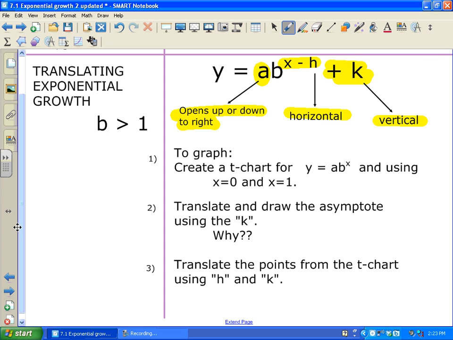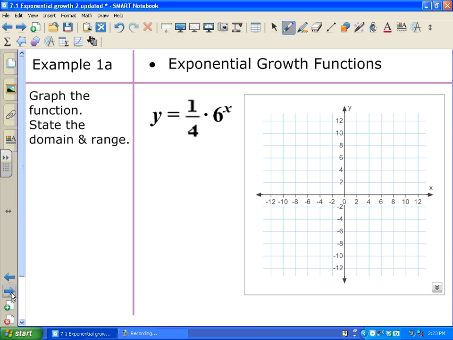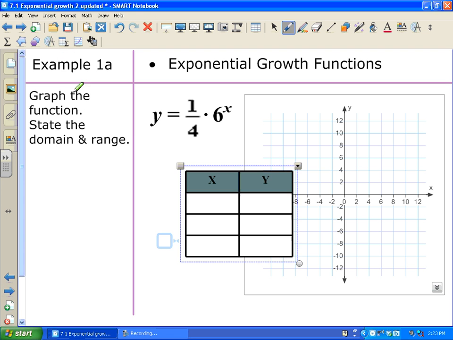Let's go ahead and apply it. I'm not going to do those. I'm going to do these. First graph that we want to look at. Y equals 1/4 times 6 to the x. We're going to start with a quick t-chart. Again, I only need 3 values.